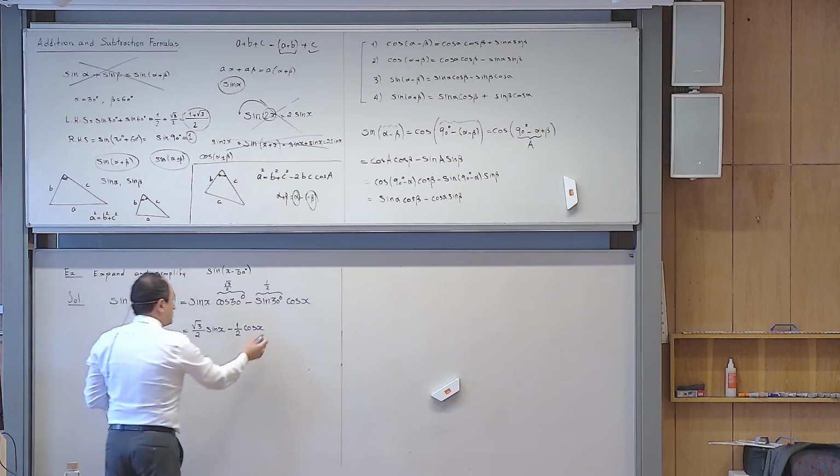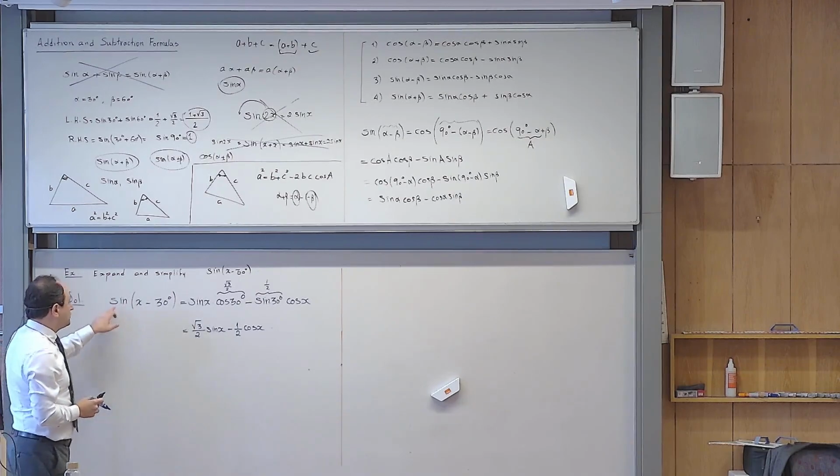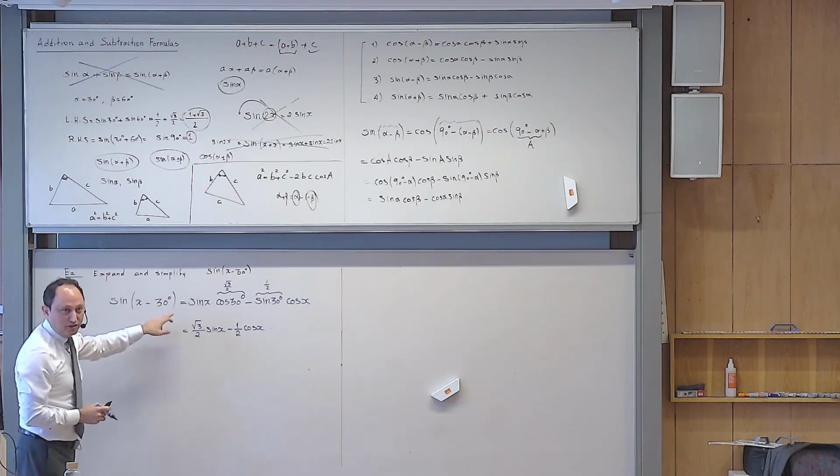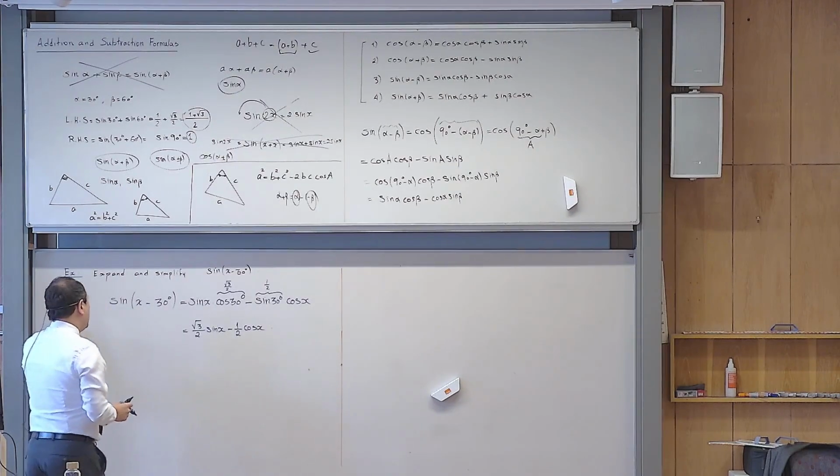So that's it. That is an E-level question. You stop here. But again, please don't write sine x minus sine 30. You see that is not correct. Okay?